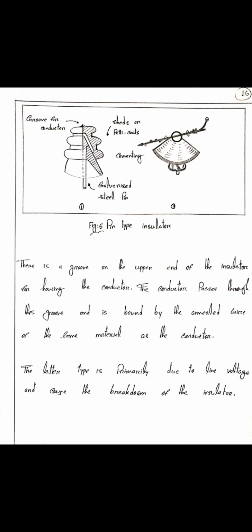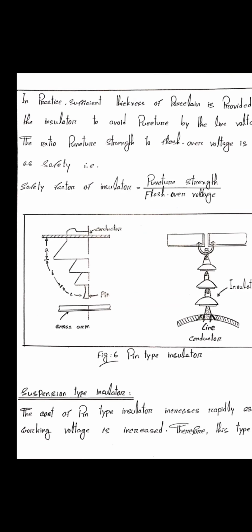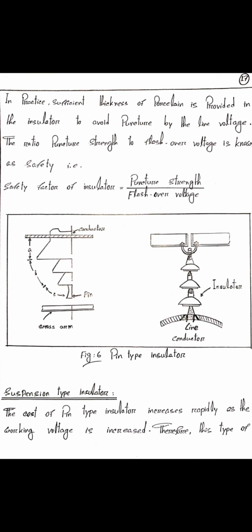Cementing galvanized steel pin. Pin type insulator. There is a groove on the upper end of the insulator. Here is the safety factor of insulator: puncture strength by flashover voltage. Conductor, pin insulator, line conductor, pin type insulator, suspension type insulator.